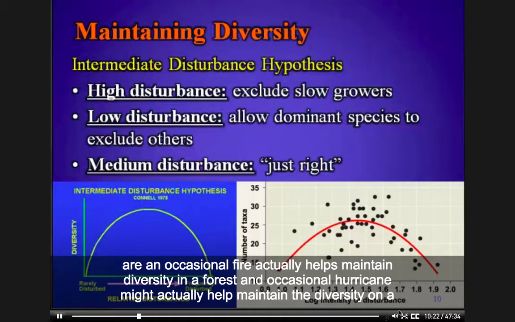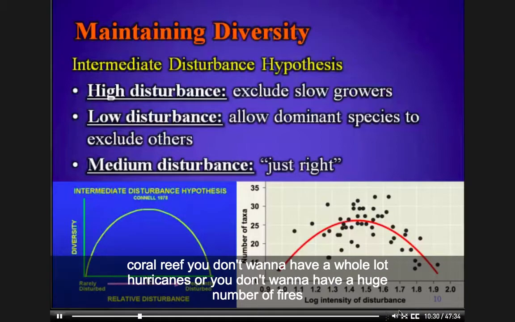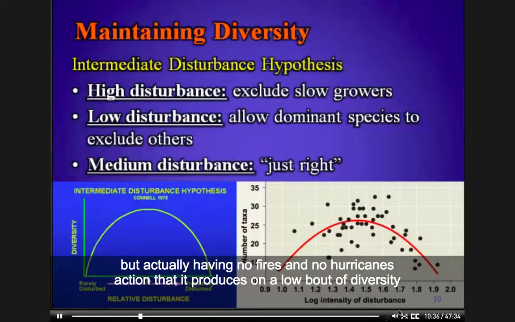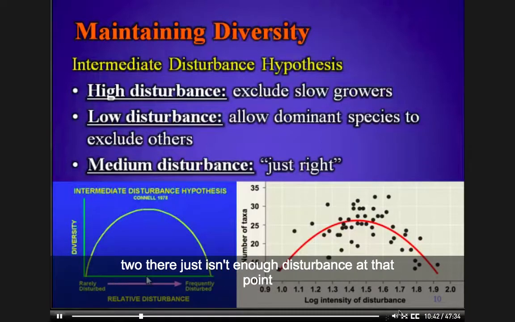An occasional fire actually helps maintain diversity in a forest. An occasional hurricane might actually help maintain the diversity on a coral reef. You don't want to have a huge number of fires, but actually having no fires and no hurricanes produces a low amount of diversity too. There just isn't enough disturbance at that point. So intermediate disturbance is really important.